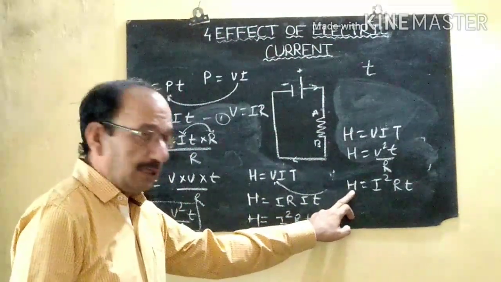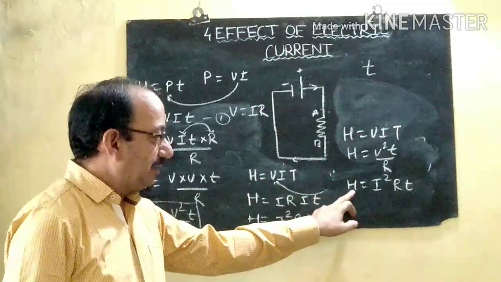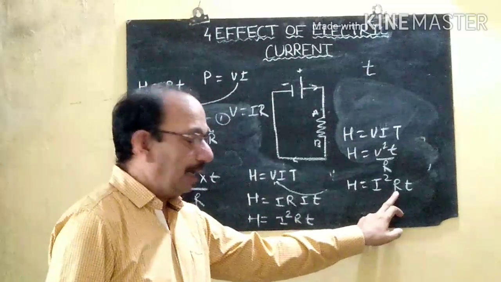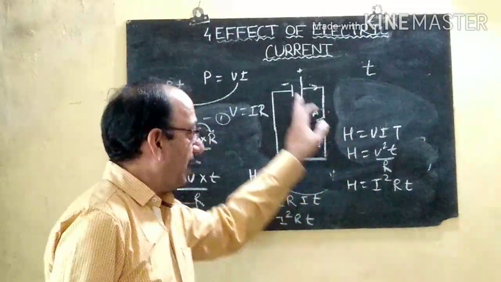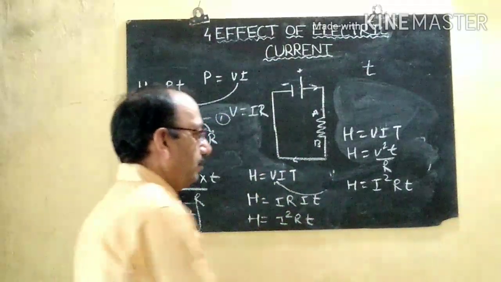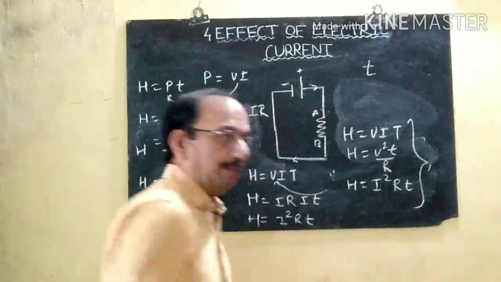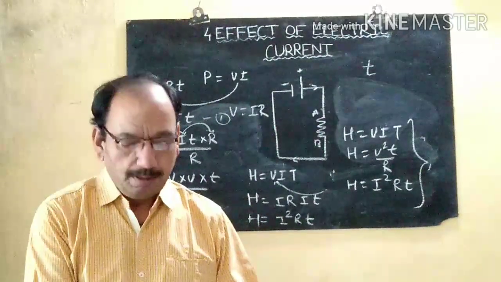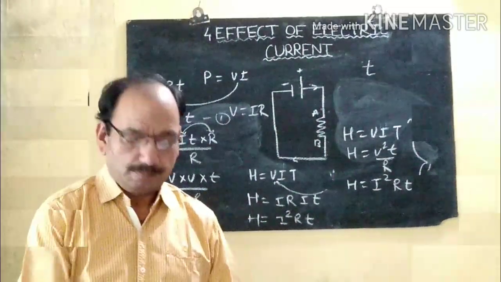The heat produced in the electrical circuit is directly proportional to the square of the current, the resistance R, and the time for which the electrical current is passing through the electrical circuit. So I have explained Joule's law very briefly. Then I will come to the next point of today's video.